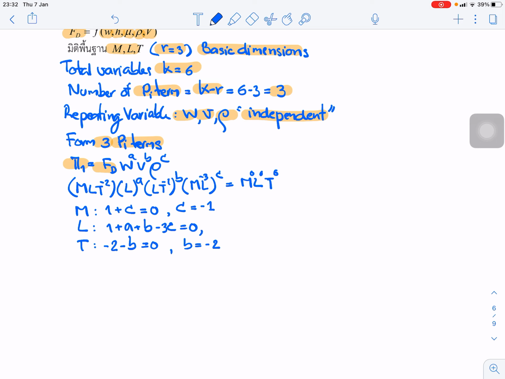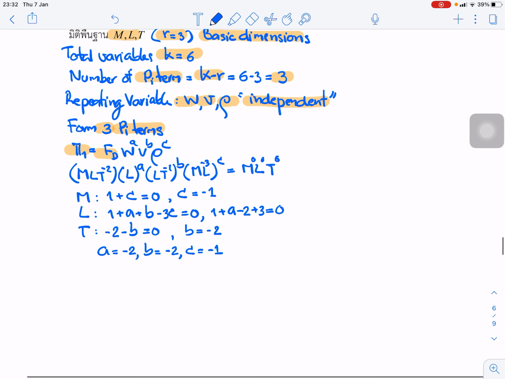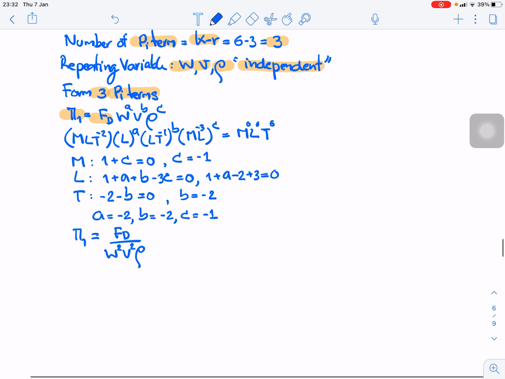Next we substitute B and C into the second equation. So we get 1 plus A minus 2 plus 3 equal to 0. So the conclusion is A is minus 1, B is minus 2, and C is minus 1. We put A, B, C into the term, so we found that the first pi term is equal to Fd divided by W to the power 2, V to the power 2, and rho.